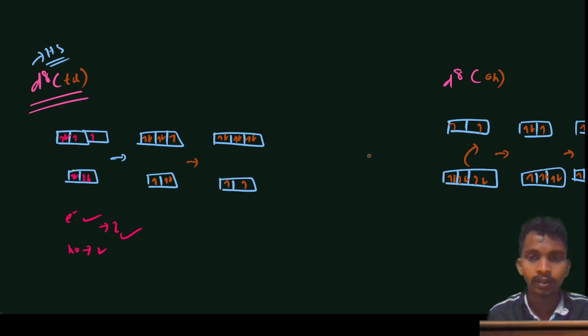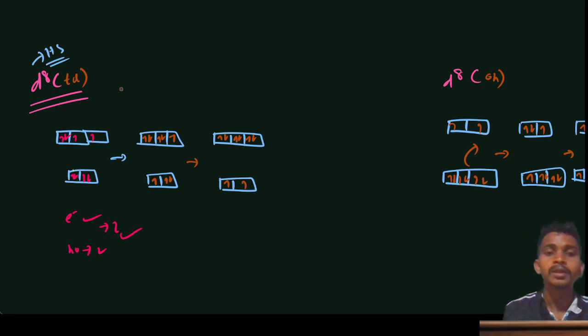Okay, this is the past case. 1, 2, 3, 4, 5, 6, 7, 8. After that, one transition I did, then one electron goes from here. After another transition I did, it goes from here. Okay, so these are the octahedral and tetrahedral. This is the tetrahedral case, and this is the octahedral case.